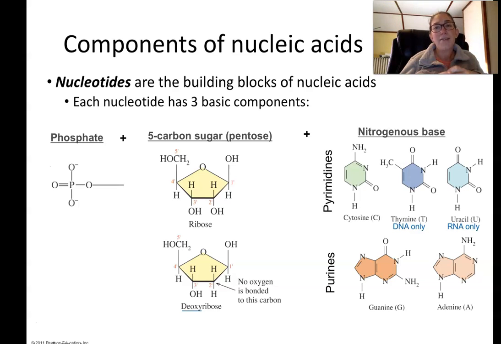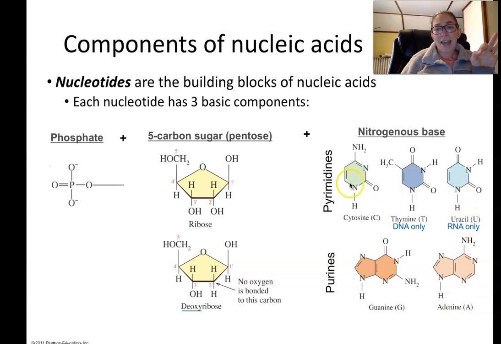So the building blocks of nucleic acids are called nucleotides. We're going to see that nucleic acids are polymers. They're long chains of repeating units, just like polysaccharides and polypeptides. And just like those things had individual unit building blocks, so do our nucleic acids. Each nucleotide is composed of 3 parts. And there's 5 different nucleotides. There's cytosine, thymine, guanine, adenine, and uracil.